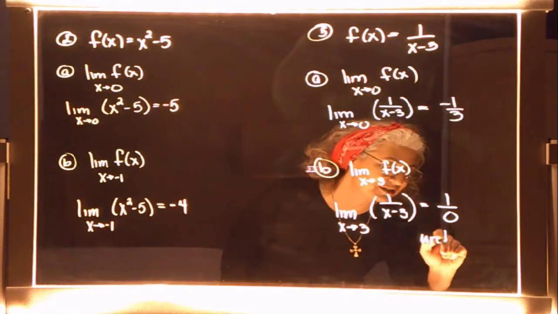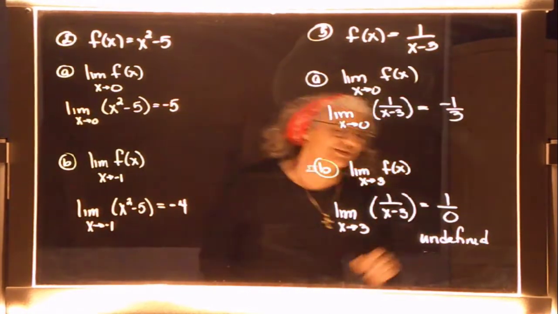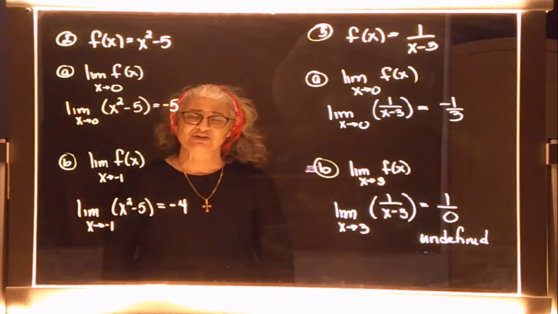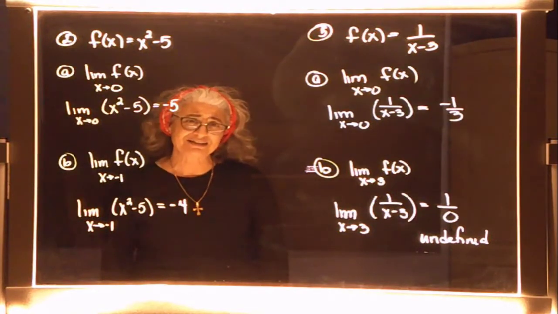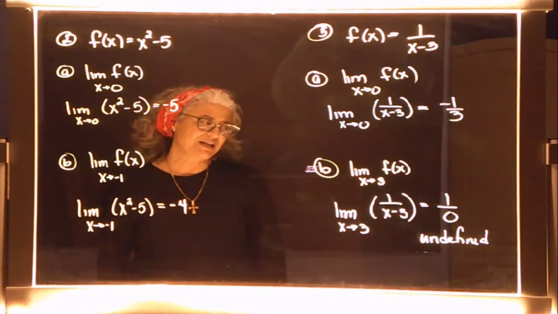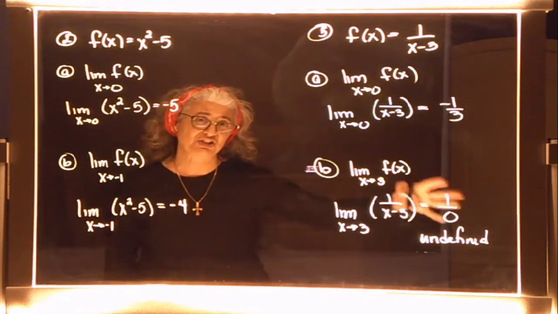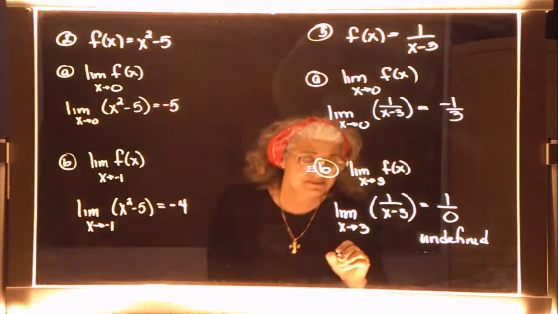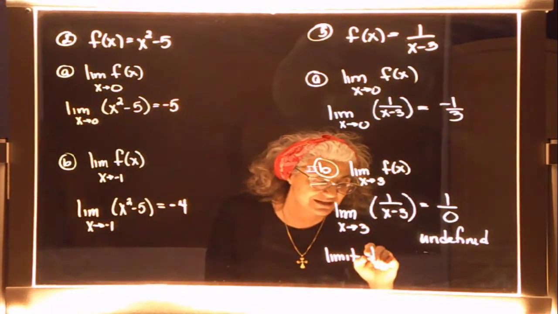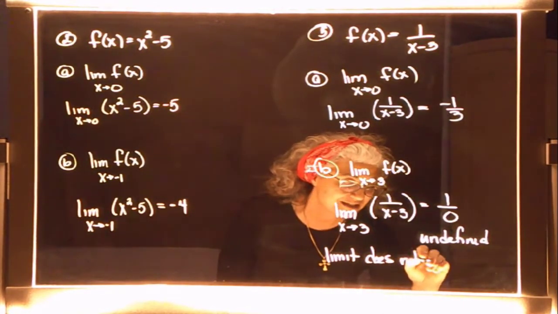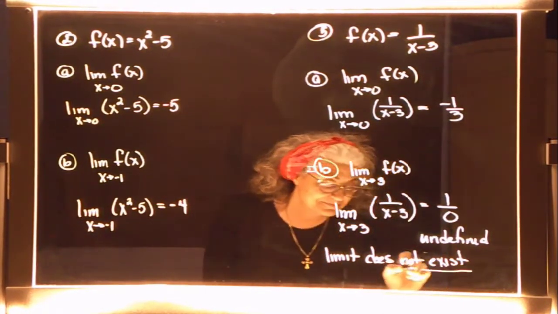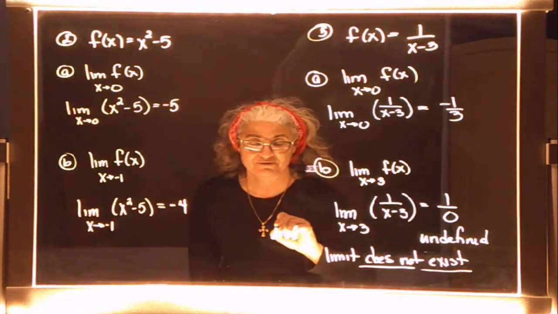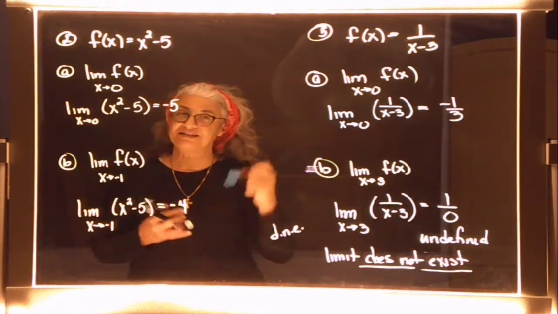This is described as undefined. So when I plug this in, I got an undefined answer, which means could I actually plug 3 into that? Nope. So here's what that means when I get this type of situation, numerically speaking, algebraically speaking. It actually means the limit does not exist, or DNE for short.